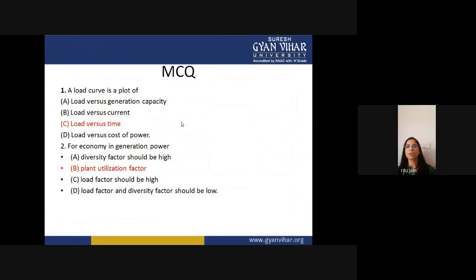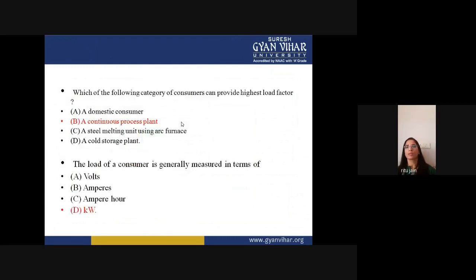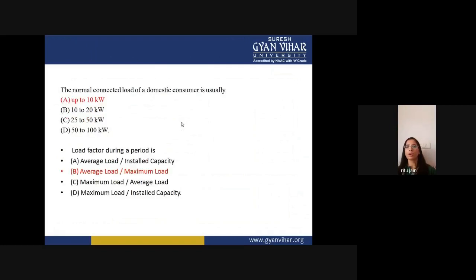And there are a few MCQs. One: a load curve is a plot of load versus time. Second: for economy in power generation, the plant utilization factor must be high. Which category of consumers can provide the highest load factor? A continuous process plant. The load of a consumer is generally measured in terms of kilowatt. The normal connected load of a domestic consumer is usually up to 10 kilowatt.